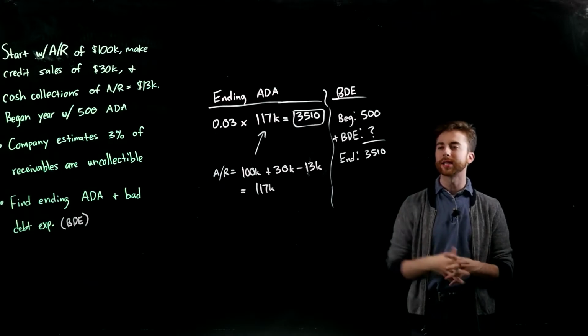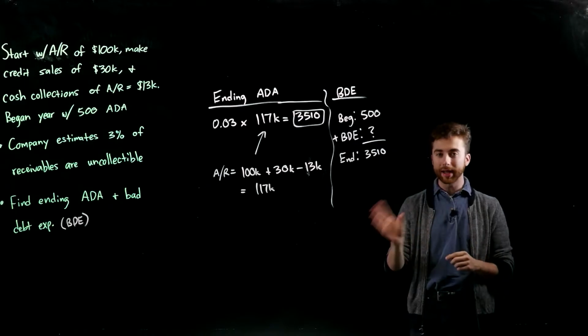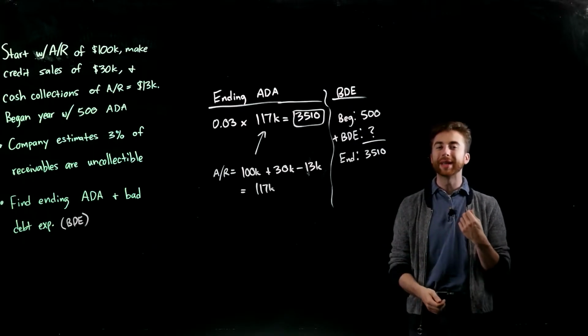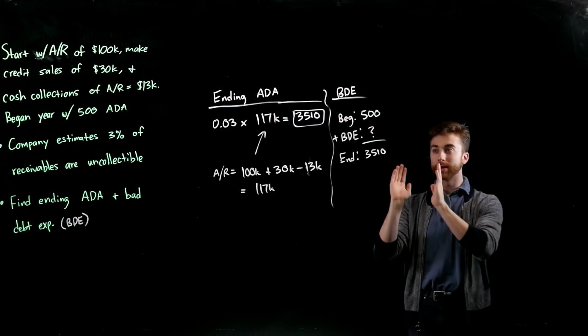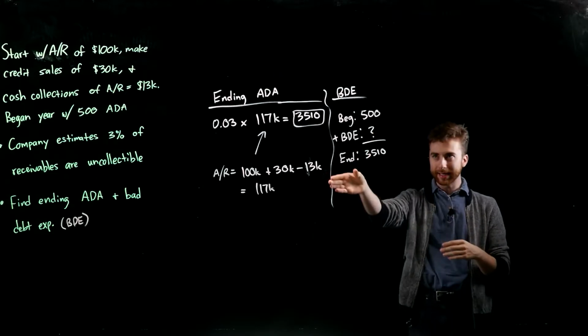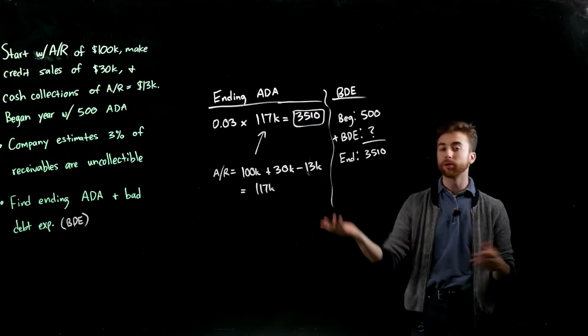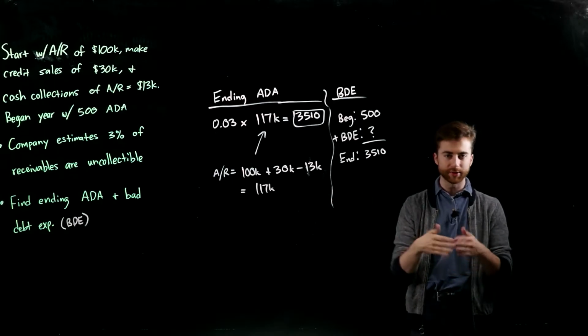So you can see that the example we're looking at here is a percent of receivables method, and remember, the way that works is that when you take a percent of your receivables, that gives you your ending balance in your allowance for doubtful accounts. And so that's going to affect the way you solve the ending ADA versus the bad debt expense. So keep that in mind as we're going forward. That's exactly what we're going to find: the ending allowance for doubtful accounts and your bad debt expense, your BDE. I've just abbreviated it.